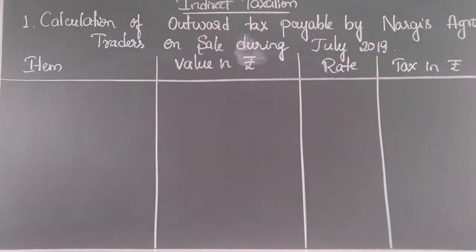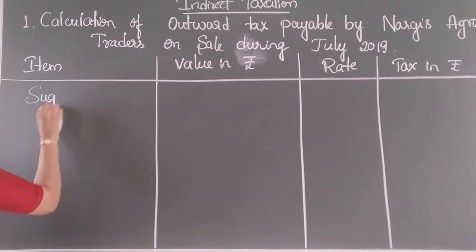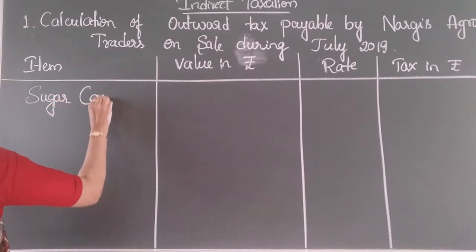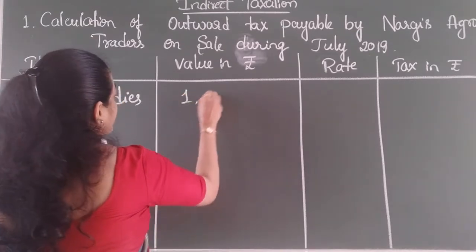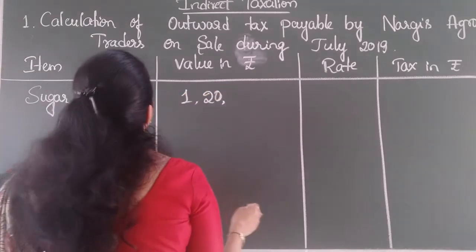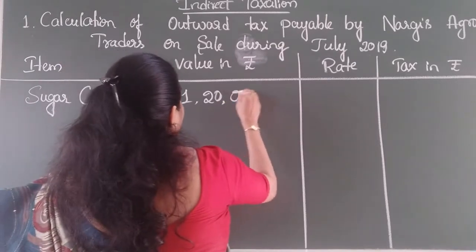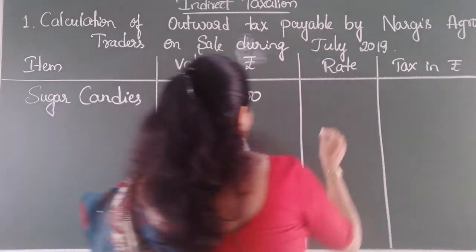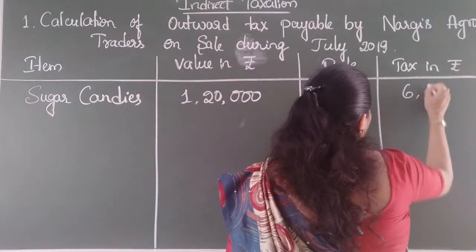So first one, sugar candies, the outward supply is 1,20,000. The tax rate is 5%. 1,20,000 into 5% gives you 6,000.